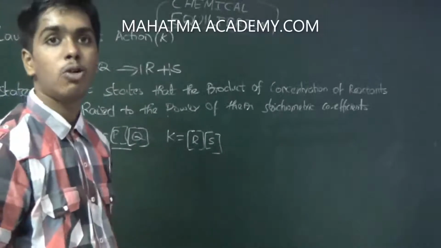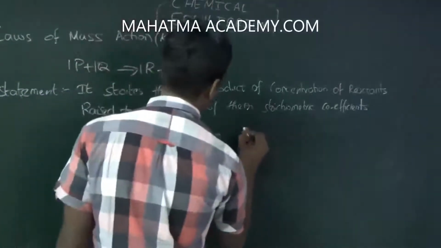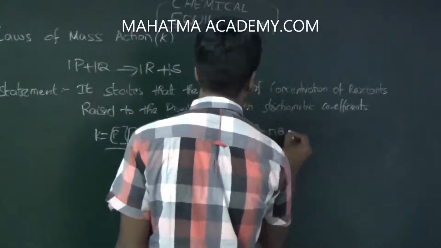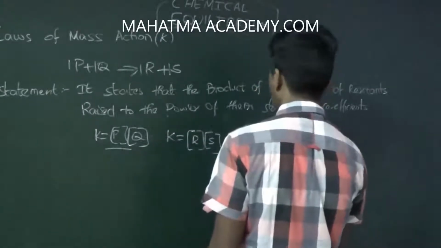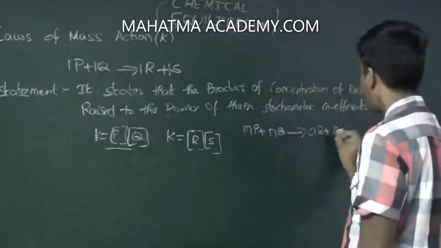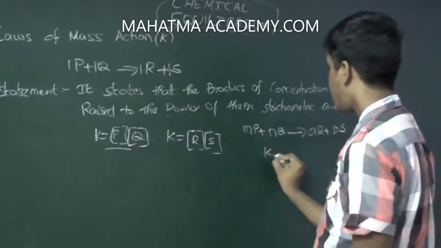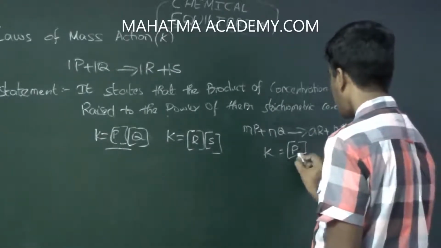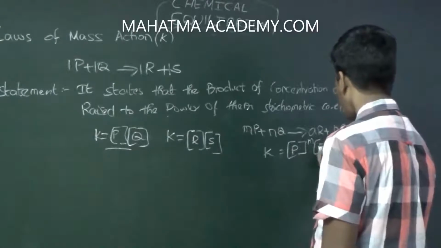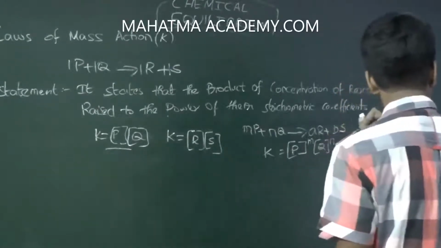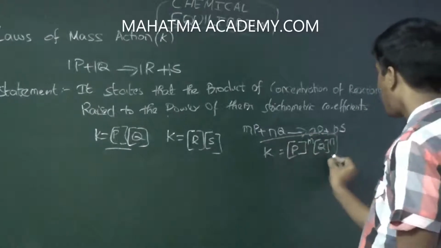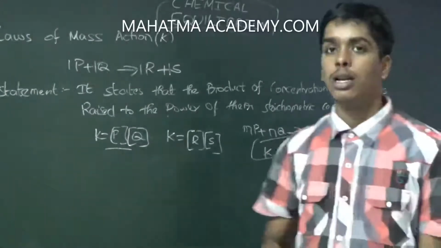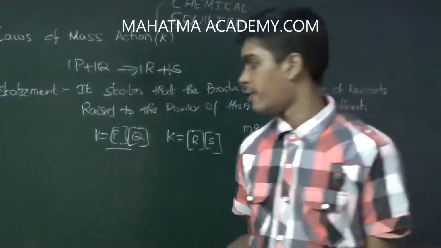If they have coefficients, M P plus N Q gives rise to A R plus B S. Now, at equilibrium, by the law of mass action, K is equal to [P] to the power of M, [Q] to the power of N. This is it. Now, it is dependent only and only on temperature, not on pressure, volume, and so on.